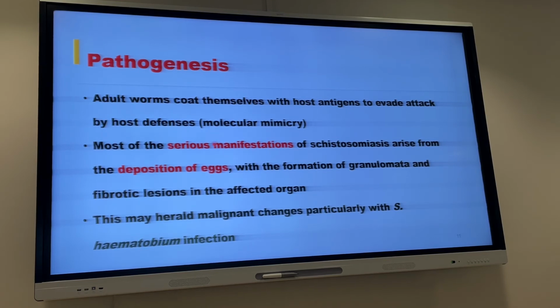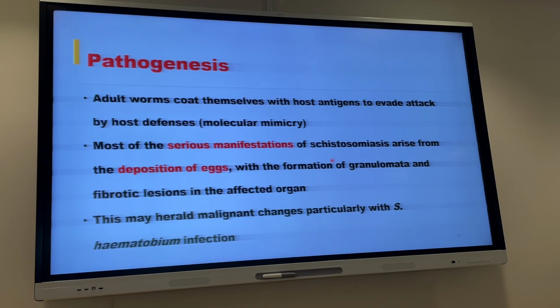Now these eggs, most of the time, with S. hematobium, a fertile female worm will produce about 20 to 200 eggs per day. So most of these eggs will find their way through the vessel wall, through the bladder wall to the urine. But some of them are entrapped within the wall of the bladder. And you have the formation of granulomata around these eggs.